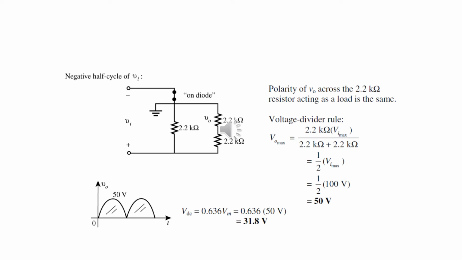Then during the negative half of the cycle, the diode on the right side is reverse biased and the diode on the left side is forward biased. So again we have a circuit as shown over here. Redrawing the circuit, we can see now the bottom terminal is positive and the upper terminal is negative of the power supply. Then we have 2.2k in series with 2.2k, and in parallel with 2.2 kilo ohms. So again we have to apply the voltage divider rule and get the output voltage.